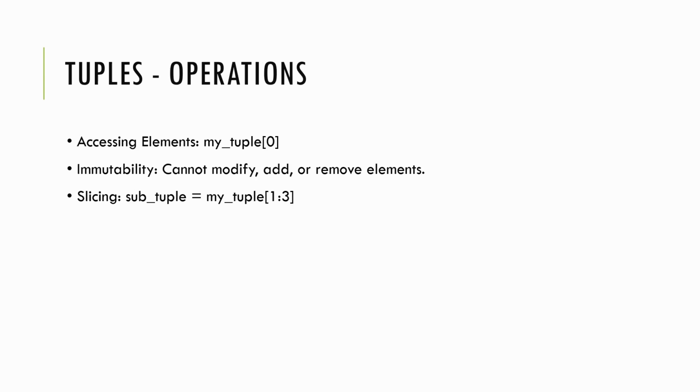Similar to lists, you can access elements in a tuple with an index. However, since tuples are immutable, you can't modify or add new items, but you can slice a tuple like so. In the example, subtuple = mytuple[1:3]. This will give you a portion of the tuple without changing the original.